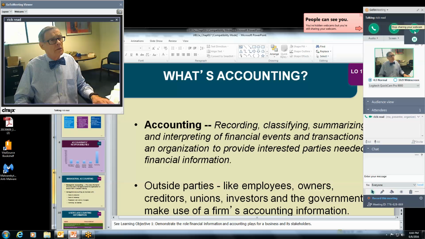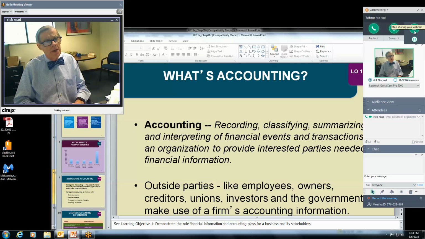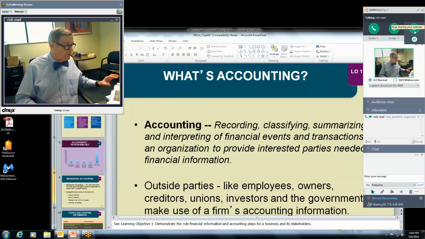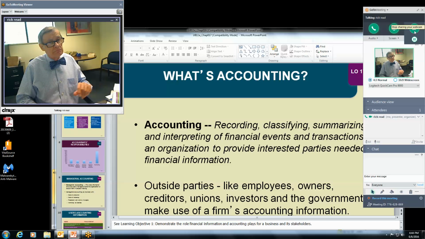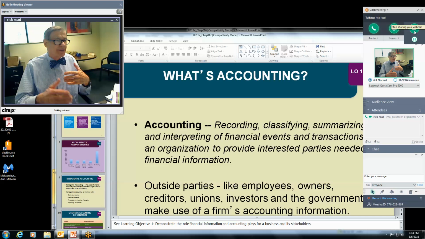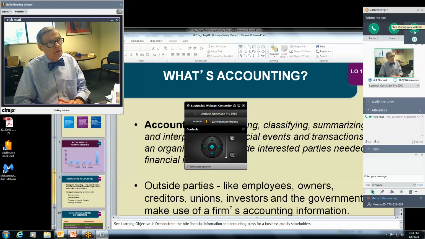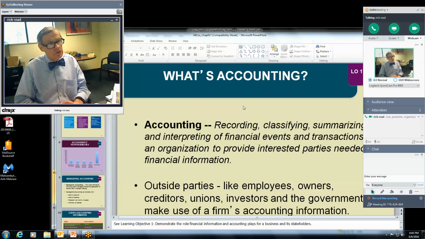The question that's posed here is, what is accounting? And accounting is simply, as it says here, classifying, summarizing, and interpreting. You might want to use the term analyzing the financial events. Let's use the term transactions. It says here events and transactions, but let's just stick with transactions. Events kind of confuses that a little bit. Of your organization, and then provide that information to interested parties.